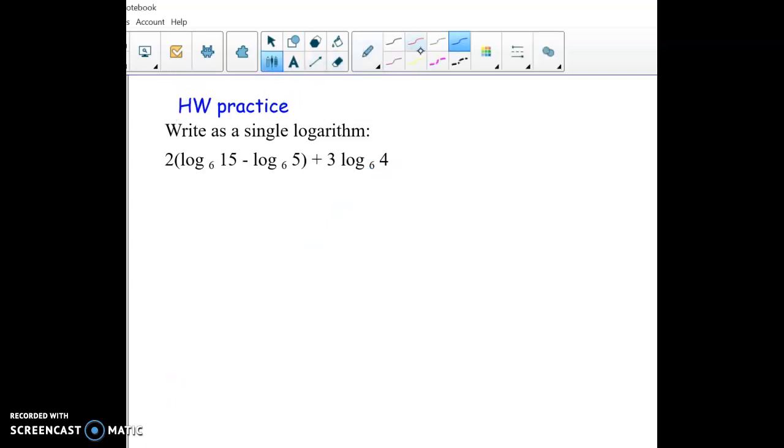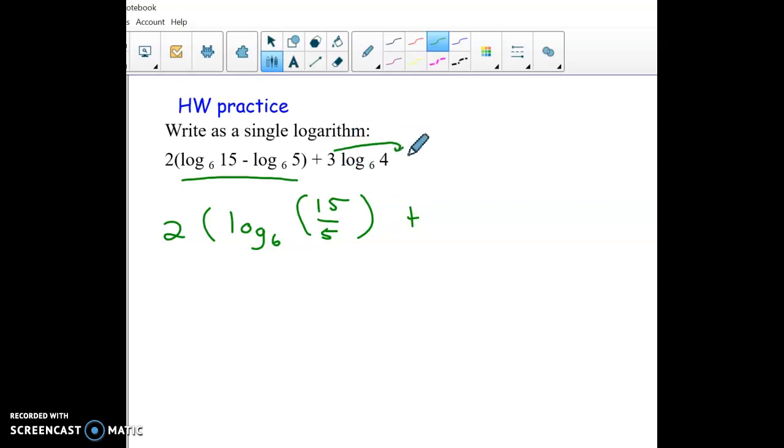Okay, so I would start on the inside of the parentheses here and just say, okay, those are two log base 6's subtracted. So I'm going to do a log base 6, and I'm going to divide the two parts, the 15 and the 5. Okay, and maybe on this back one, I'm going to move this up, right? Since that is multiply in front, it can become an exponent. So you can do log base 6 of 4 cubed, right? I lost this parenthesis right there. And then now a couple steps here.